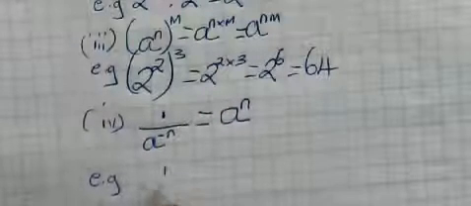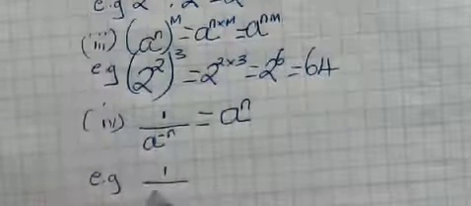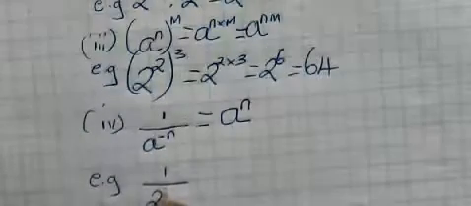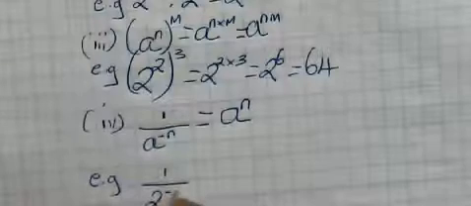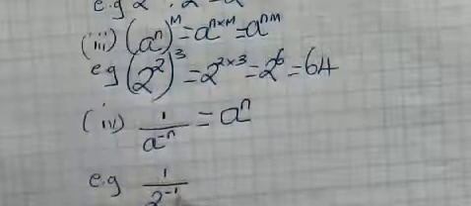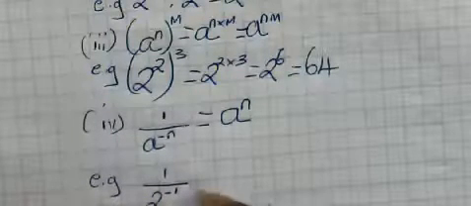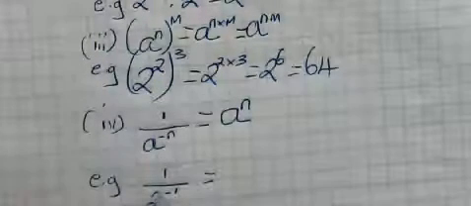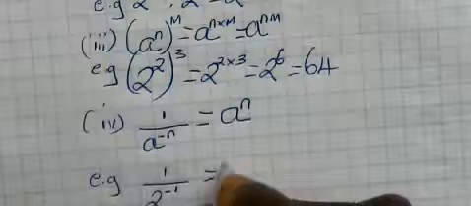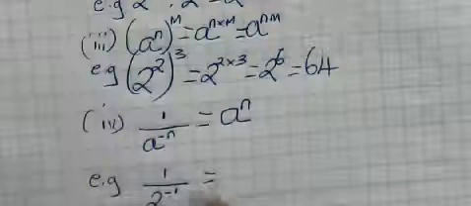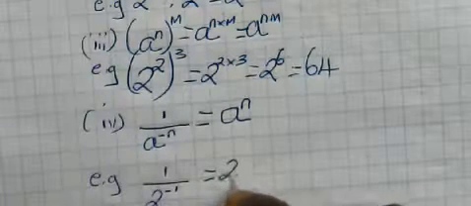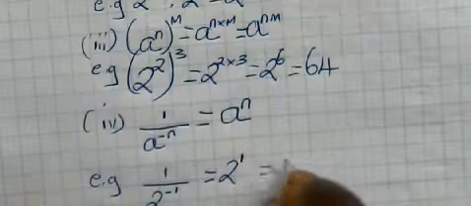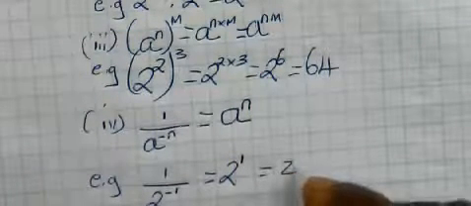1 over 2, I'm assuming 2 to be a, 2 power negative 1, so n is 1, is the same as, you find the reciprocal. This one becomes the numerator, and the sign changes to positive, so you take 2 to power positive 1, which is the same as 2. You can have your calculator and verify that.